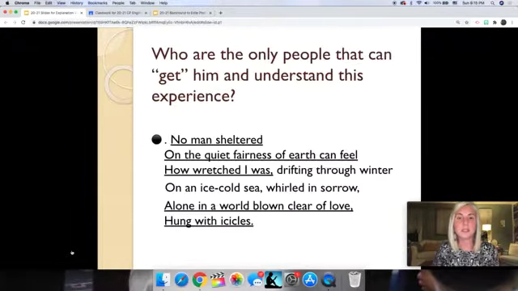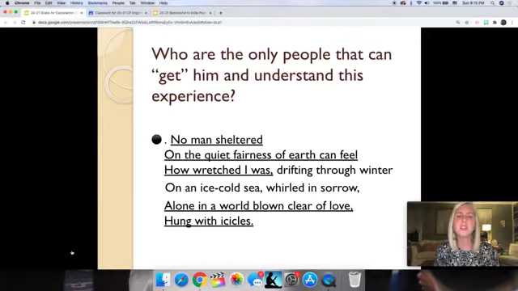Oh, that slide's not supposed to be there. So the Seafarer, this is obviously a first-person poem. Who are the only people that can get or understand this experience? So I'm going to pull this other selection from the text. This is a direct quote from the poem.